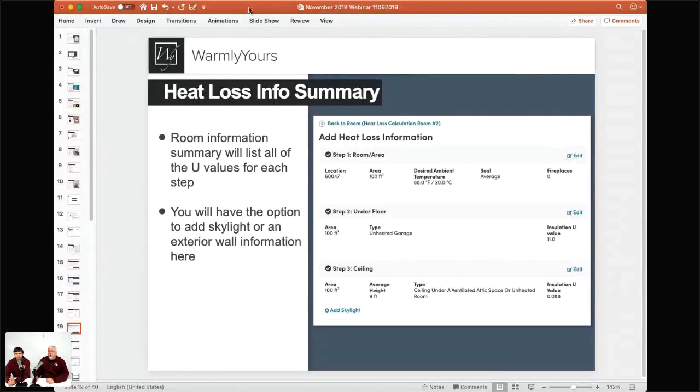Oh, we're so happy with our house. We have 17 skylights in our bathroom. Uh-oh, that could be a problem with heat loss. So this is what the page looks like, right?